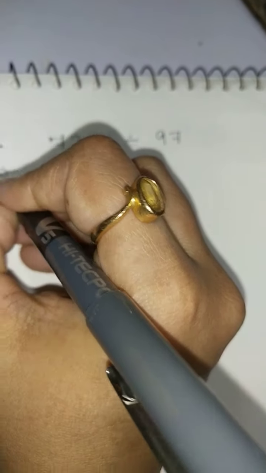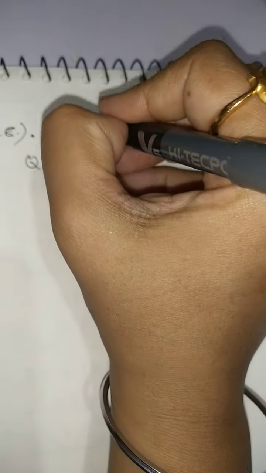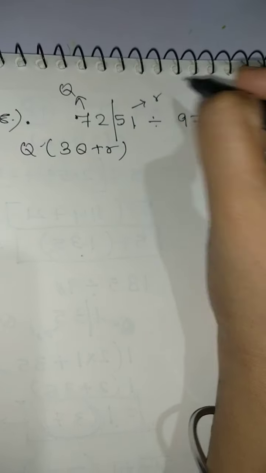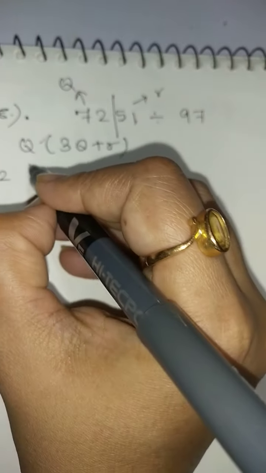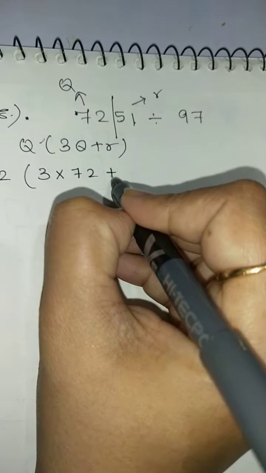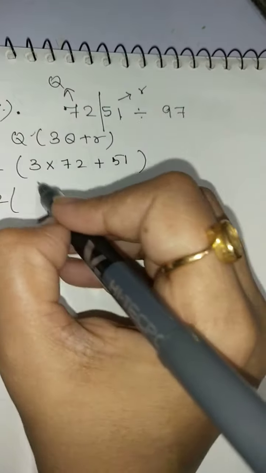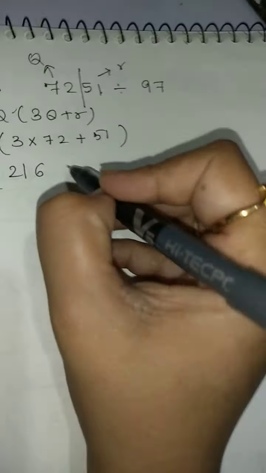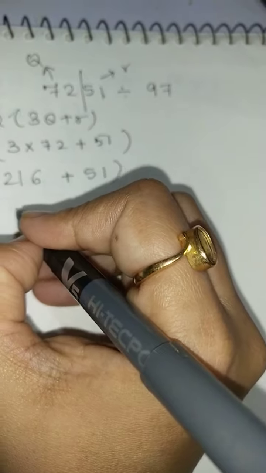So we know it is 97. Our formula is going to be q, 3q plus r. I think this should be clear to everybody by now. So I split between the units and tens. So 72 becomes the q and 51 becomes the small r. Is it clear? So let's substitute 72, 3 into 72 plus 51. I add that number, it becomes 267.